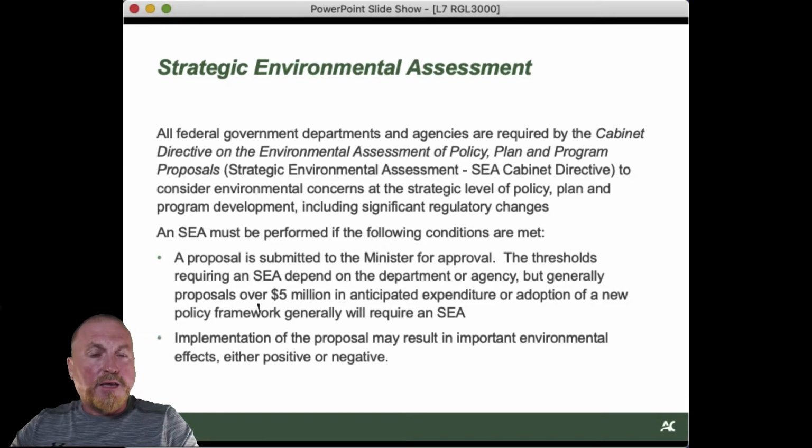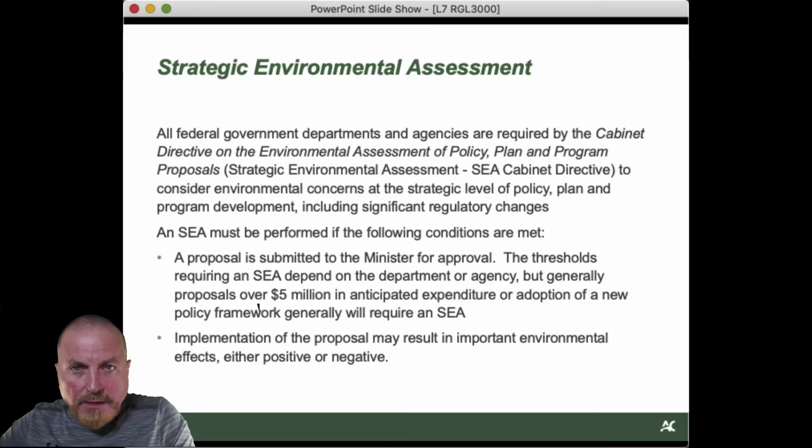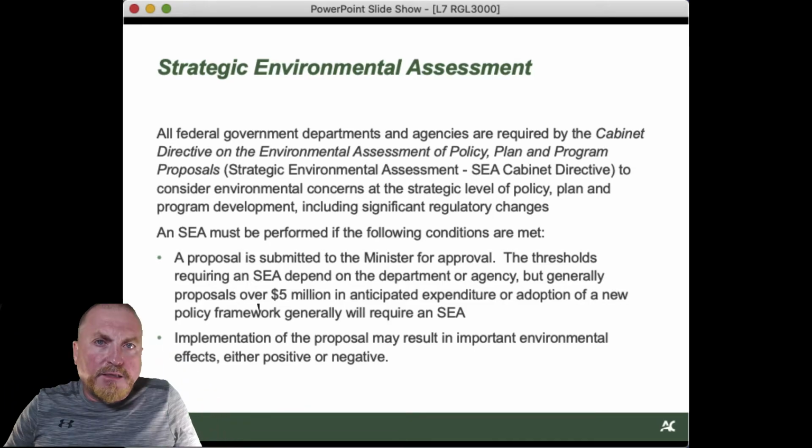An SEA must be performed if the following conditions are met. A proposal is submitted to the Minister for approval, which, when you're dealing with a regulatory change, is virtually always. The thresholds requiring an SEA depend on the department or agency, but generally proposals over $5 million in anticipated expenditure, or adoption of a new policy framework, will be required to have an SEA if that change is anticipated to have potential for down-road impacts on the environment. And implementation of the proposal may result in important environmental effects, either positive or negative.